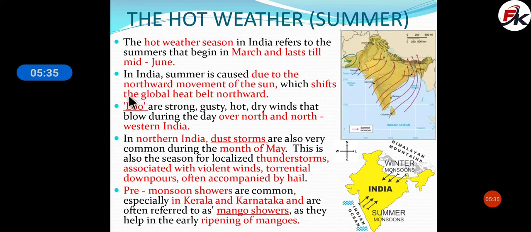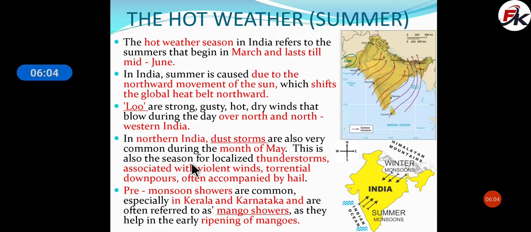Remember the word Loo. Loo are strong, gusty, hot, dry winds that blow during the day over north and northwest India, in areas like Rajasthan and Gujarat. In northern India, dust storms are also very common during the month of May.